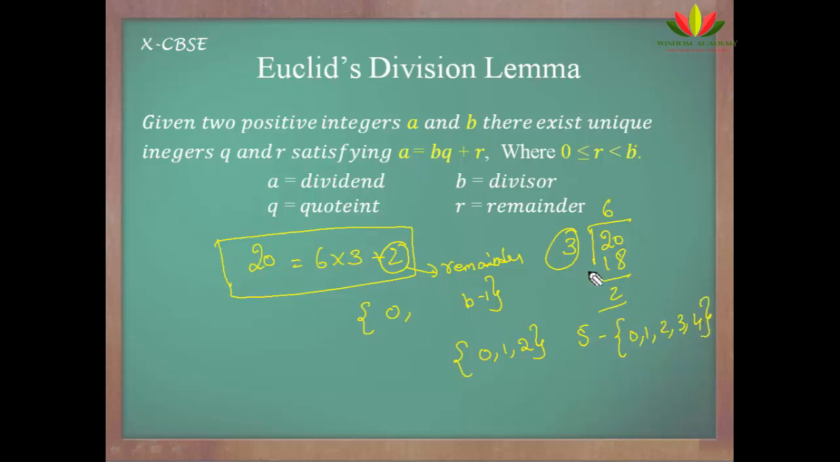This says that if I divide a number by a divisor, the remainder cannot go above the divisor, and even the divisor itself cannot be obtained as a remainder. That's what Euclid's division lemma says.